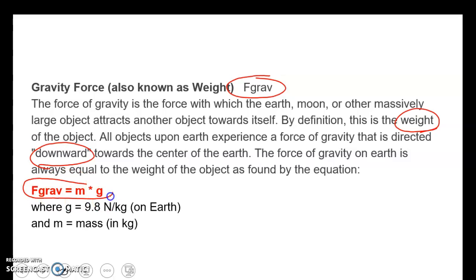Force of gravity equals mass times g, where g is 9.8 meters per second squared, and mass is in kilograms. And then that's how we can find the weight of any object. Mass times g. Important, write down this formula.